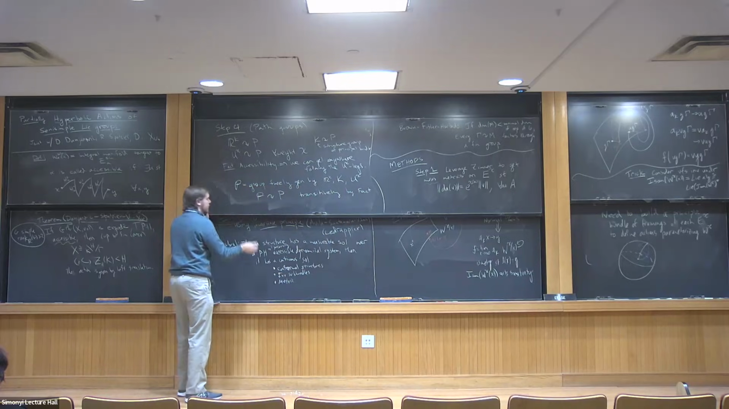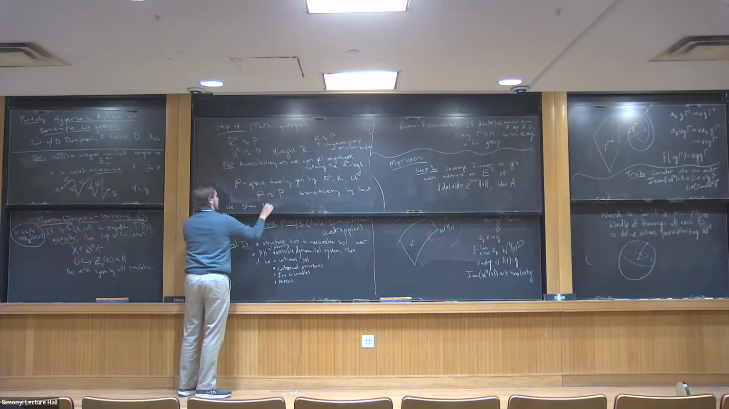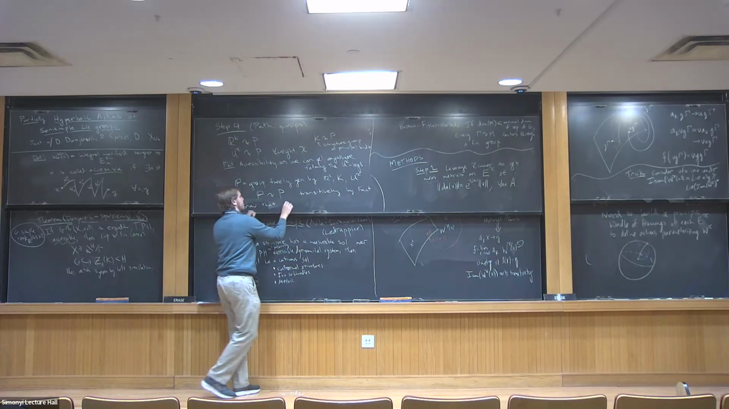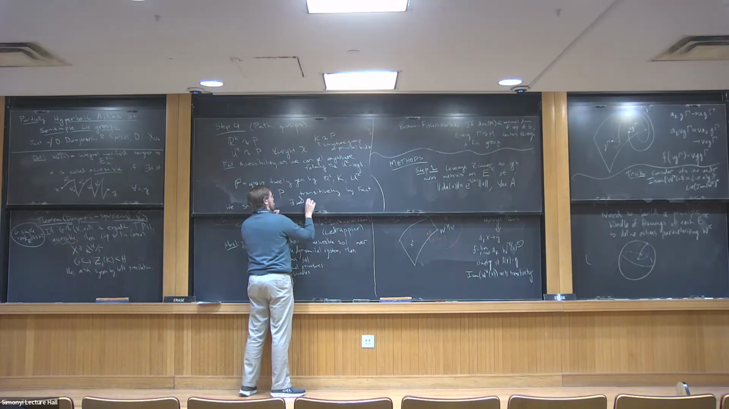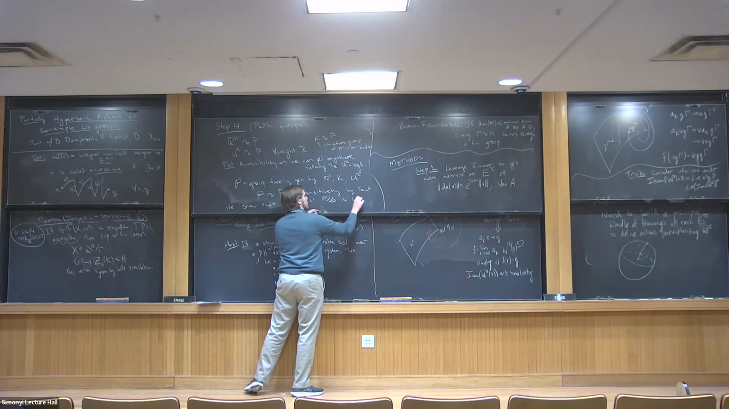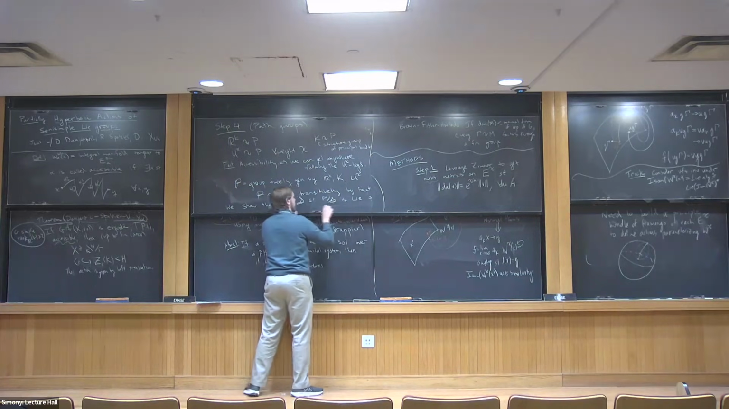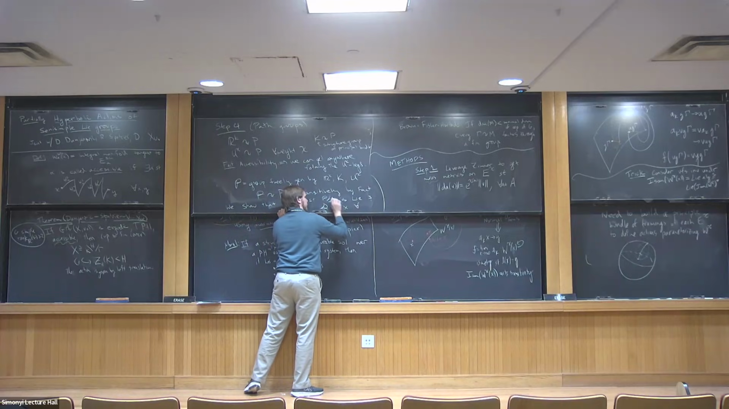So the main difficulty that we have to overcome here is that we show that there exists S such that P mod S is Lie. And S acts on X trivially, it fixes every point.